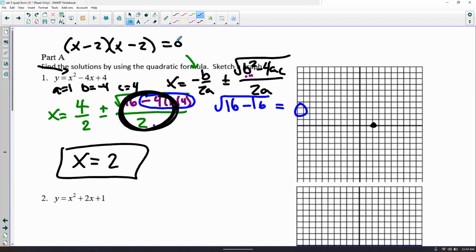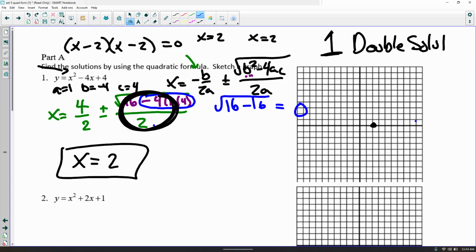Oh. Now do you see it? So x is equal to 2 and x is equal to 2. So there is 1 double solution. 1 double solution. All right? It happens to be there.